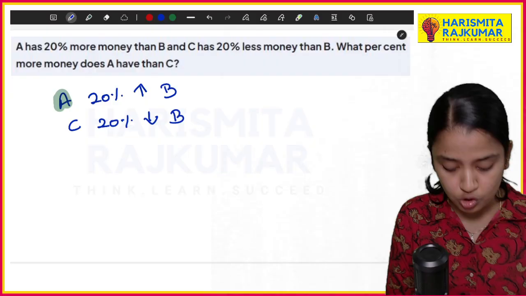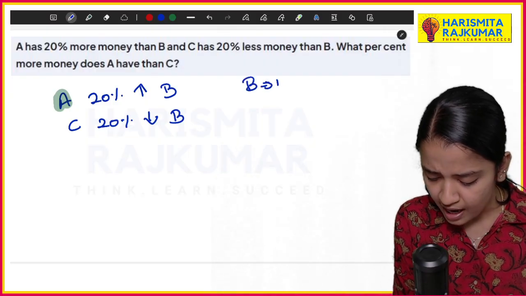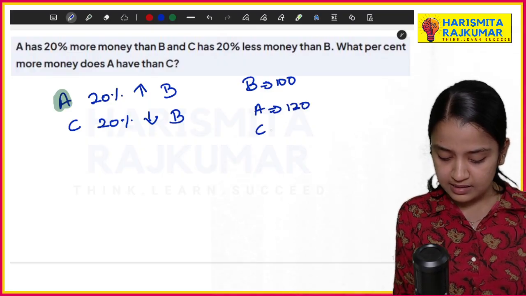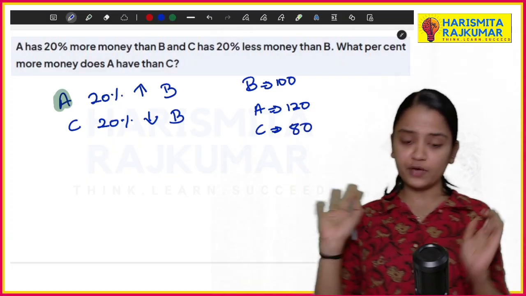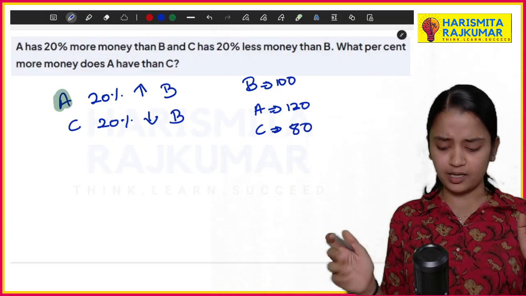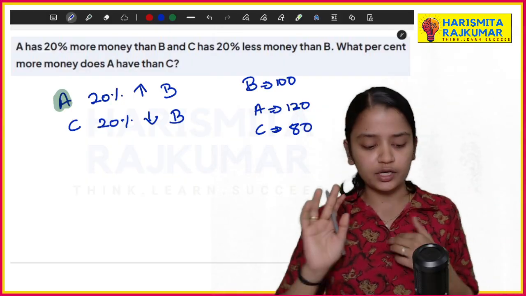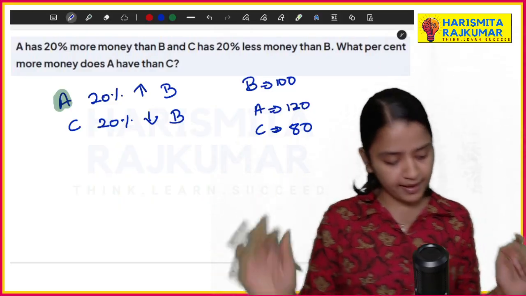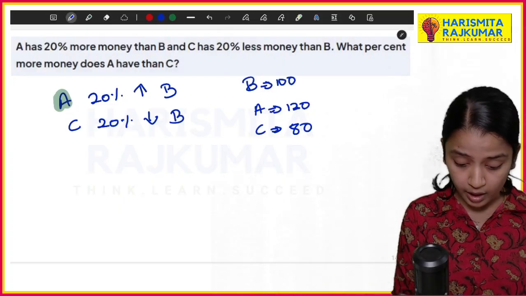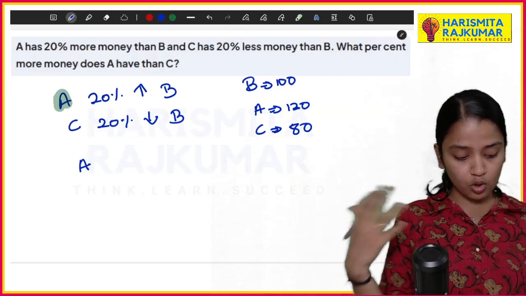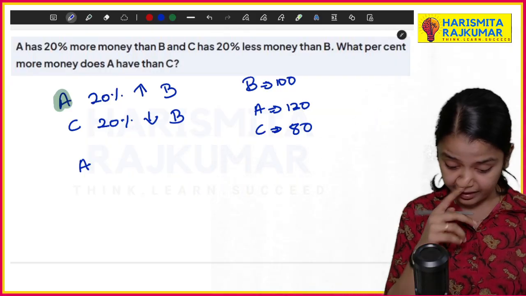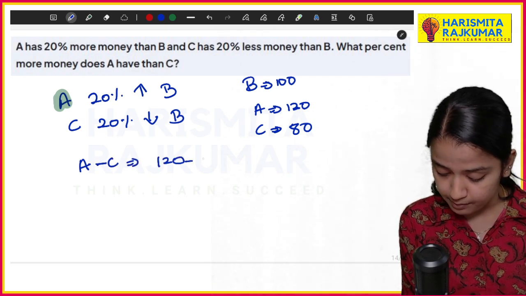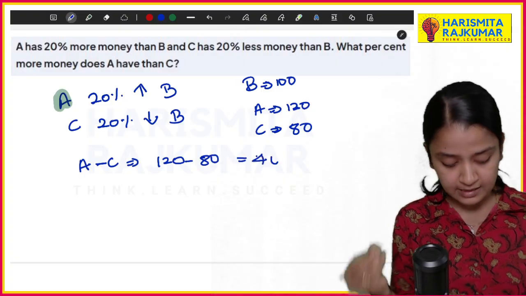So now let us assume that B is 100. So A will be 120, right? And C will be 80. I hope you understood it. That much money generally we will be assuming for full money only. So let us assume B has 100, A will be 120 and C will be 80. Now I have to find the difference between A and C. So the difference between A and C is 120 minus 80, which I'll be getting as 40.